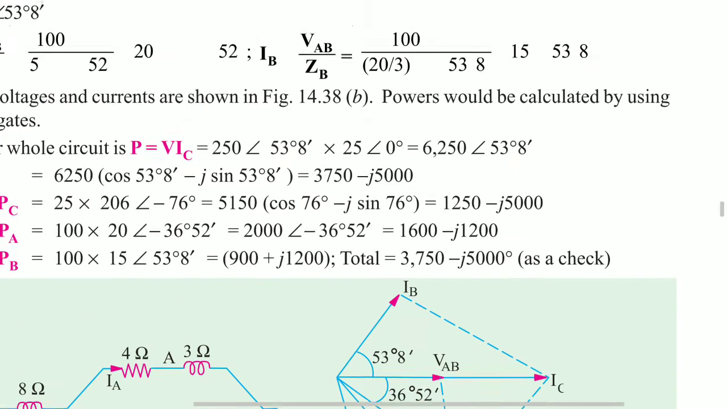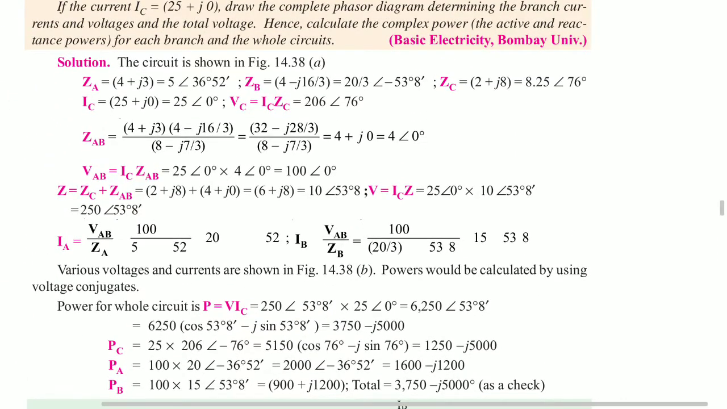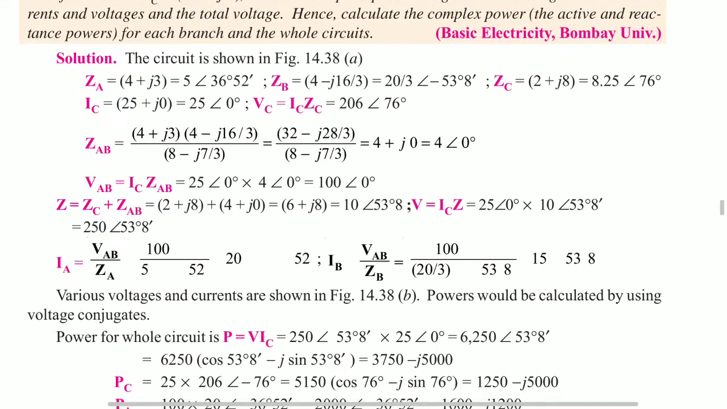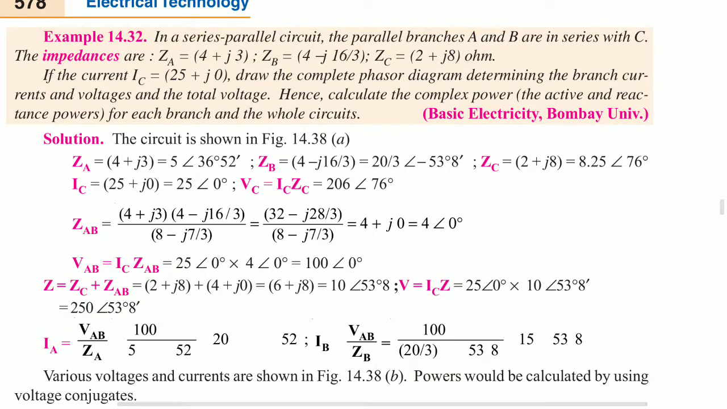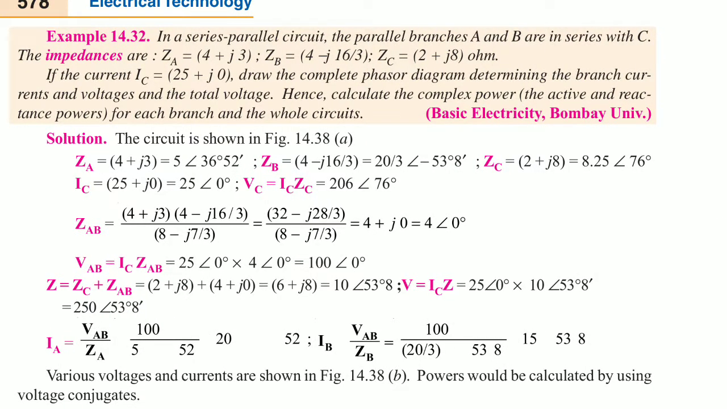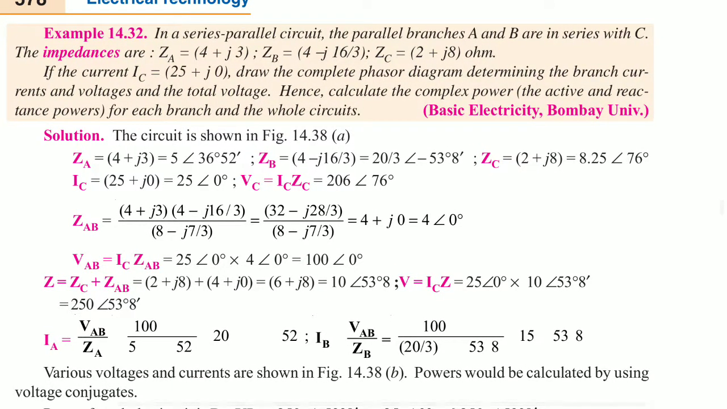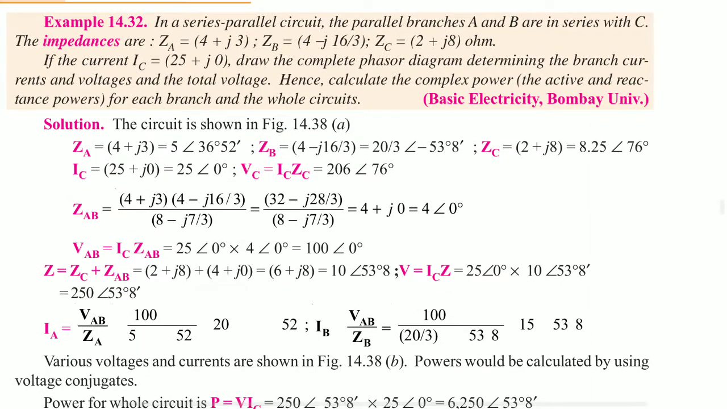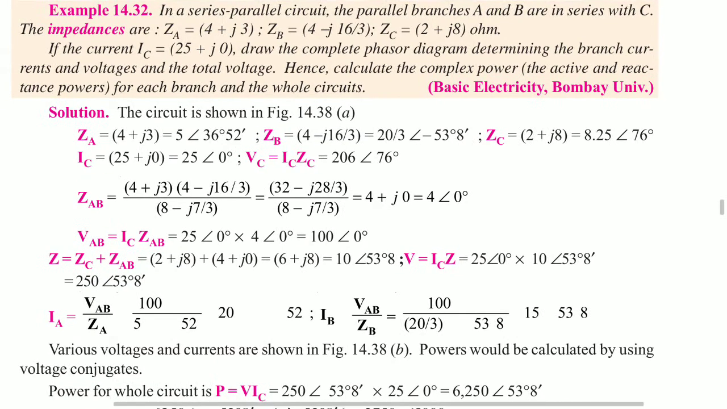Now here, IC is equal to, how much is given? IC is equal to 25 plus J0. That is equal to 25 angle of 0 degrees.